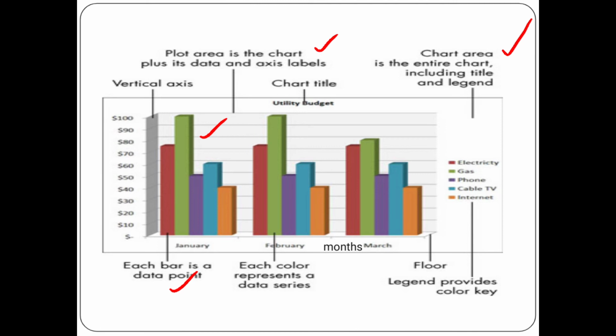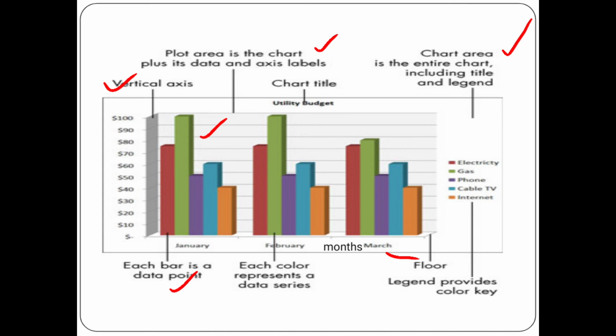Next thing is axis. Normally your chart has two axes: the horizontal axis and the vertical axis. Horizontal means x-axis, vertical means y-axis. Categories are on the horizontal axis and values are on the vertical axis.